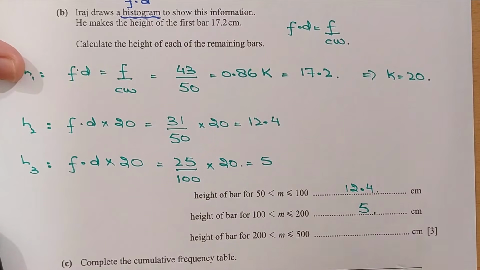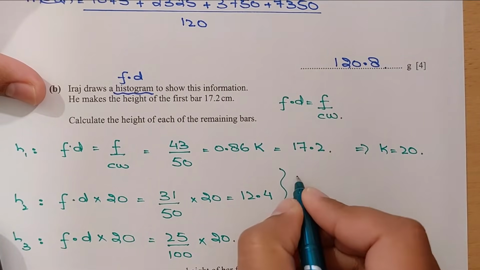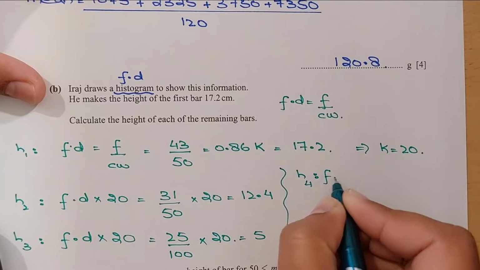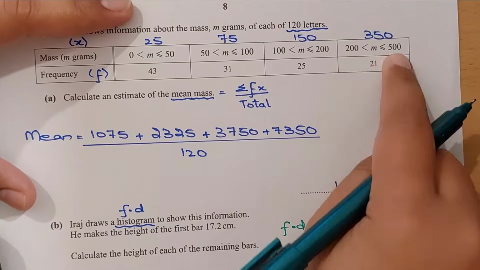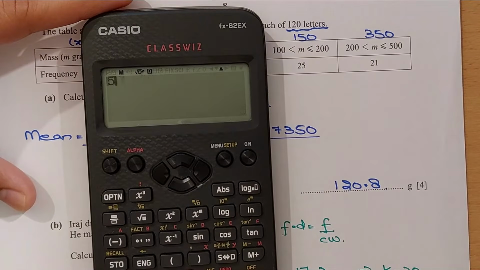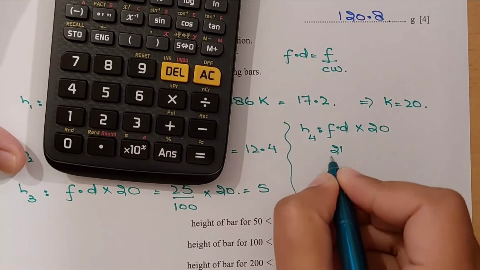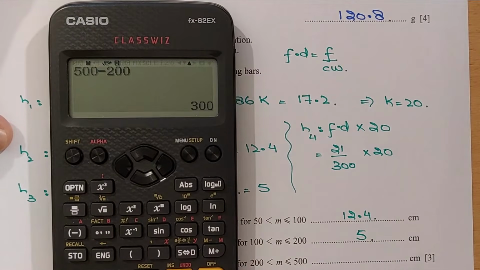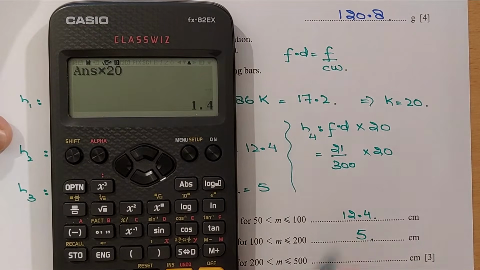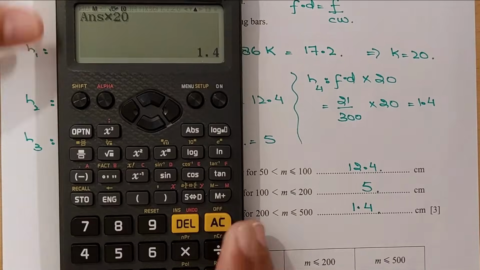Now for 200 to 500, the last one. Height 4 is again frequency density times 20. The frequency is 21, and the class width is 500 minus 200, that is 300. So 21 divided by 300, multiplied by 20, is 1.4. So 1.4 is the height of the fourth bar of the histogram.